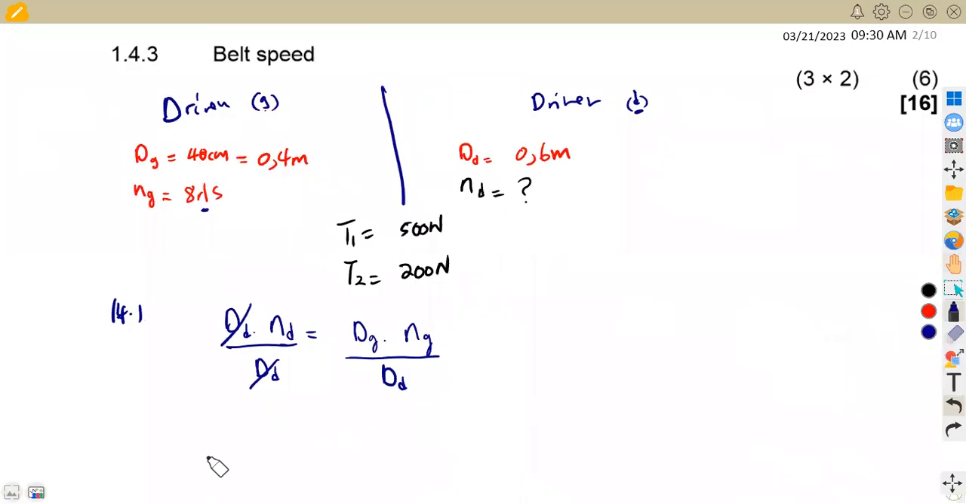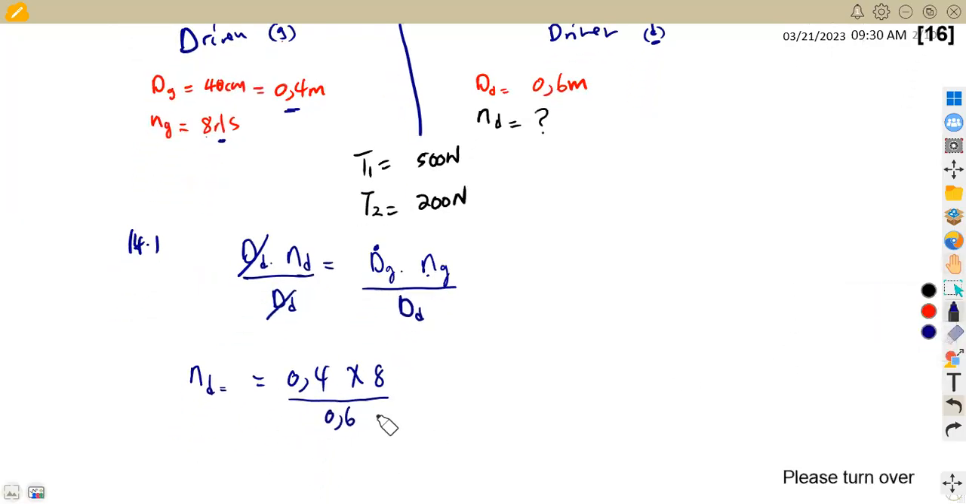That means the rotational speed of the driver is equivalent to the diameter of the driven, which is 0.4, times the rotational speed of the driven, which is 8, over the diameter of the driver of 0.6. So let's simplify. We are going to obtain something like 5.3333 and so on, in revs per second.